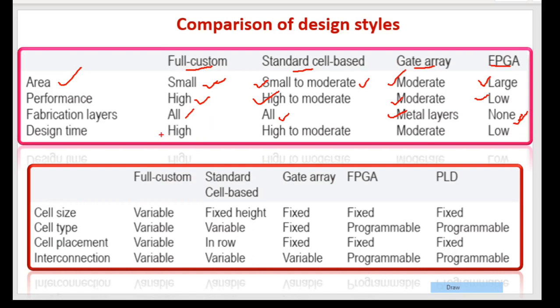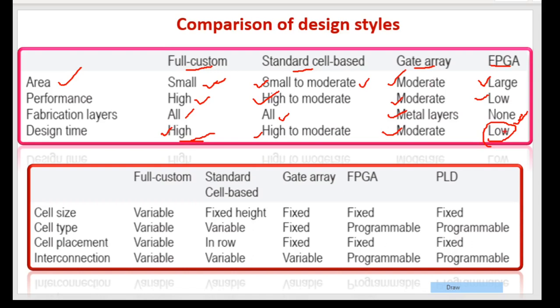Design time is the highest. This will take the longest amount of time to design one chip using the full custom VLSI design method. In the standard cell based method, it will take a high to moderate amount of time. Gate array will take a somewhat moderate time, and the FPGA will give you the lowest prototyping time, the smallest time to realize a hardware.